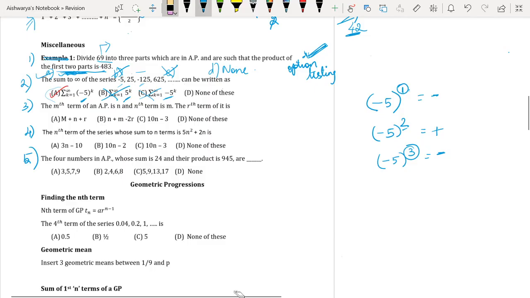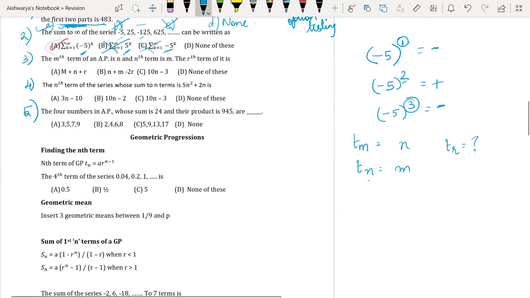The mth term of an AP is n and the nth term is m. The rth term of it is? The mth term is n, the nth term is m. So what is the rth term? What is tr? The mth term is nothing but a plus m minus 1 into d. This is equal to n. The nth term is a plus n minus 1 into d, which is m.